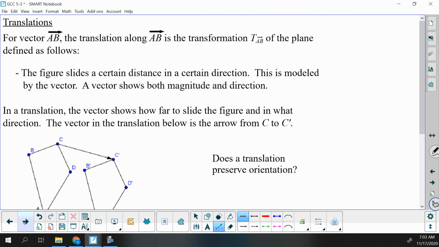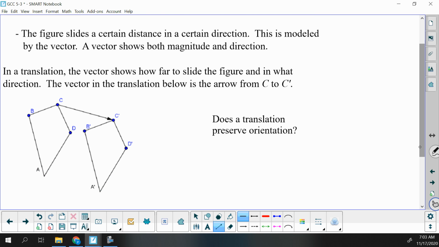Translations, remember, are a slide. We saw that on day 1. Now, we determine what direction and how far to slide by a vector. A vector is just an arrow that has a specific length and is pointing in a specific direction. So that tells us how far and which direction to slide. So down in the picture here, this is showing us our vector from C to C prime. Really, you can draw the vector from any of the corresponding points. So we could have drawn the vector from D to D prime, B to B prime, A to A prime. It would be the same length and sliding in the same direction.